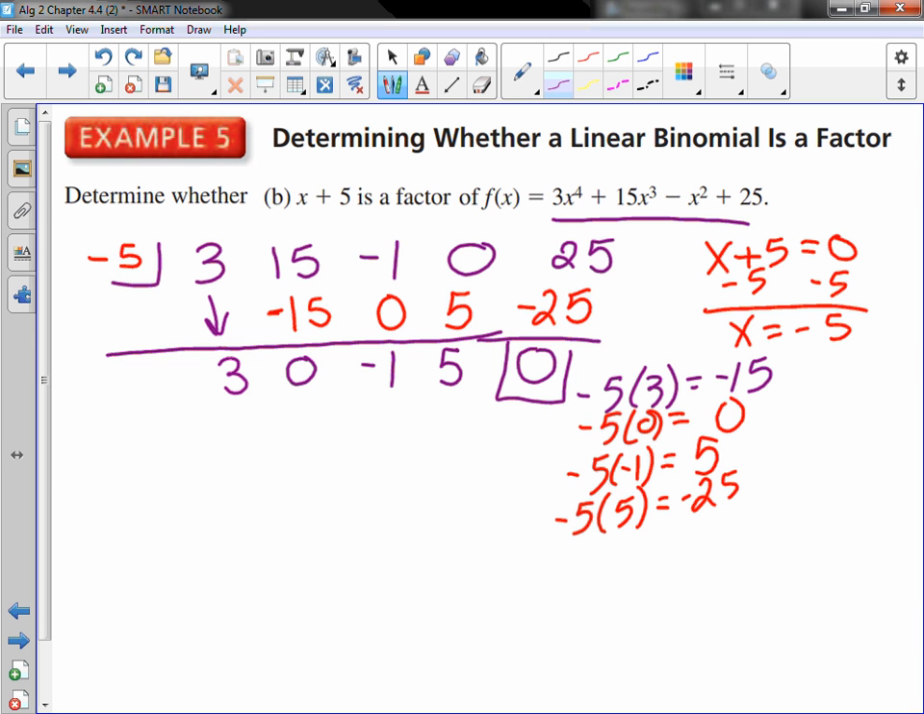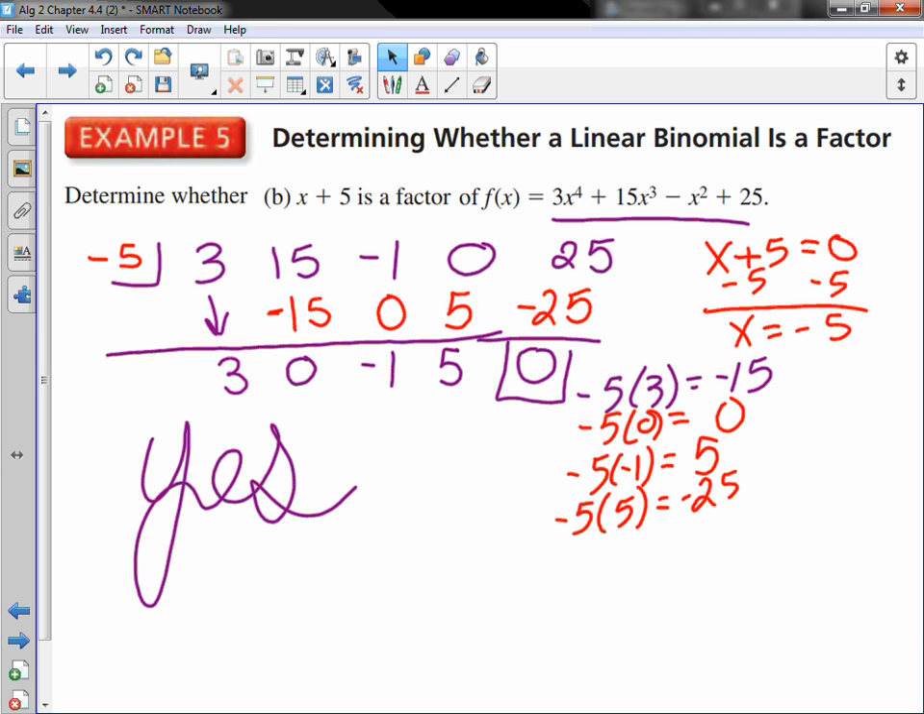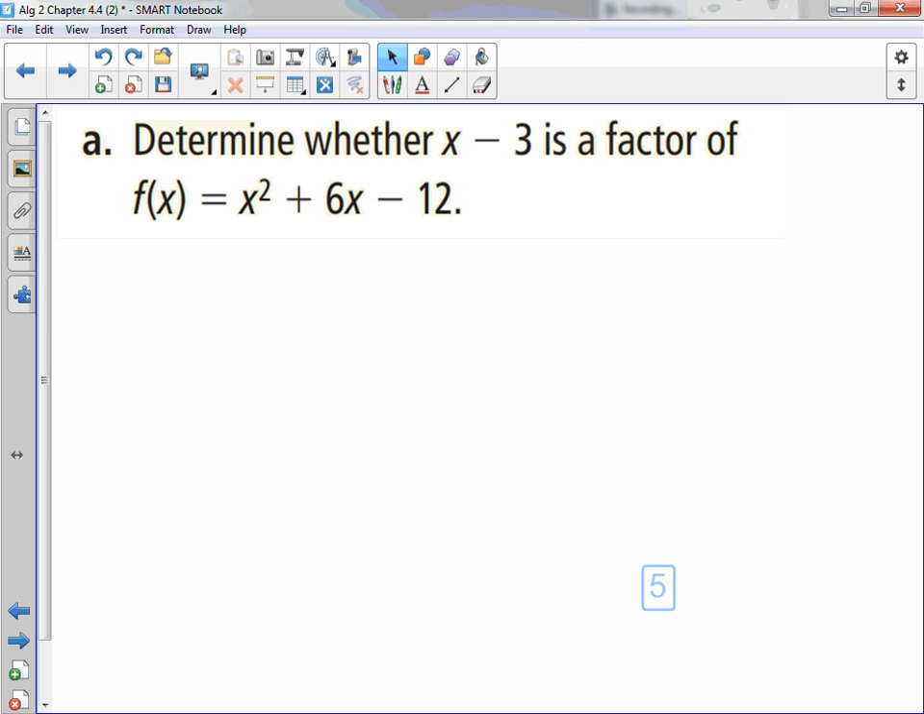Is this a factor? Because the remainder is 0, yes, it's a factor. Any other questions on this here? Okay.